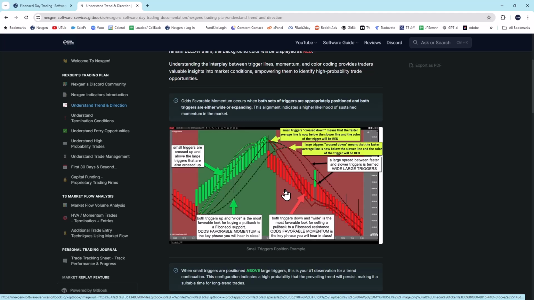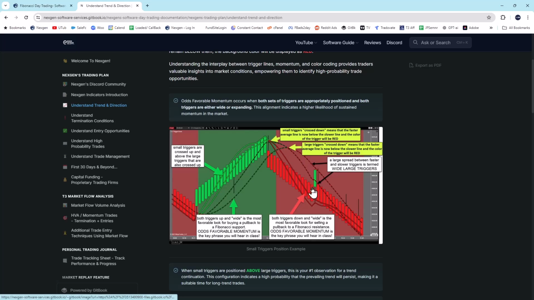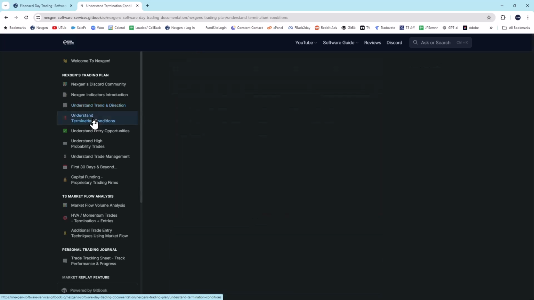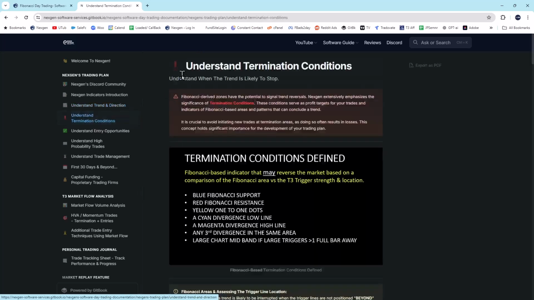Something in our conversion opens in a new window and doesn't expand, so I'm going to have to work on that. But the short version is, if the triggers are going up, we're going long. If the triggers are going down, we're short. I'm going to go through this moderately quickly, and you can take your time to read through it.